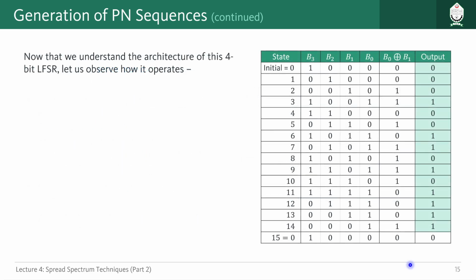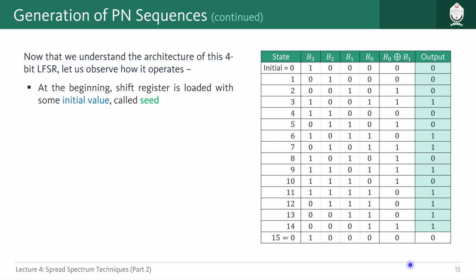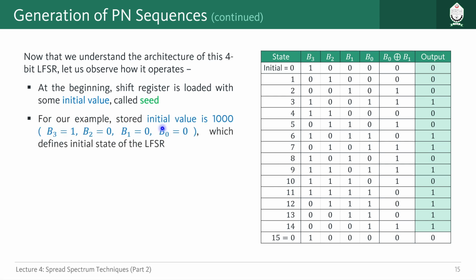Now that we understand the architecture of this 4-bit LFSR, let us try to observe how it actually operates. Initially we have to store some value in our shift register, and that value is called seed. For our case, that initial value will be 1 0 0 0. So we are going to store 1 in B3, B2 will be equal to 0, B1 equal to 0, and B0 will be equal to 0. So this is the value we are going to store, which will be our initial state for our LFSR.